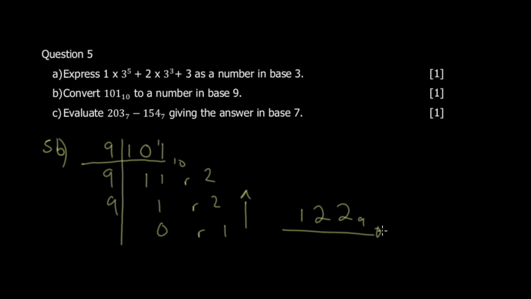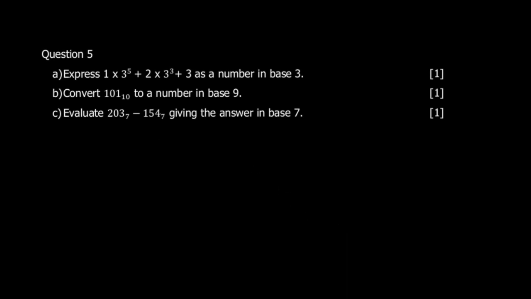Okay, so whatever number base that you want to convert to, if you're converting from base 10, you just keep on dividing the given number by the desired number base, and you just keep going until you get 0 here, and then you read from bottom up. Okay, then you get 122 base 9 in our case. Let's move to question 5c.